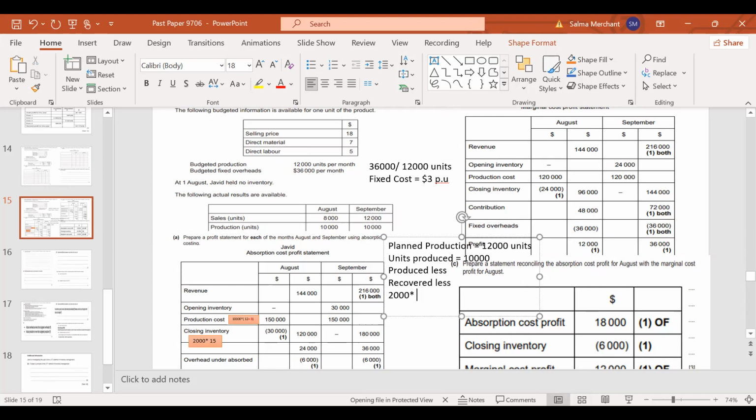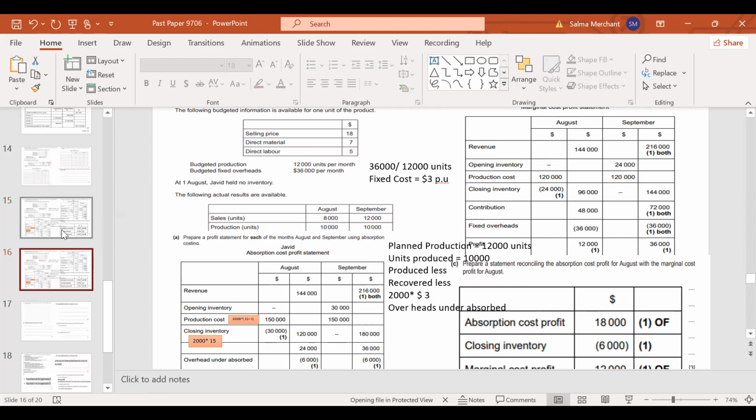Into 15. Why 15? Variable cost depends on production. You recovered less of your fixed costs. So that means your fixed cost per unit was $3. So overheads under absorbed is how much? 6,000. So overhead under absorbed is 6,000.